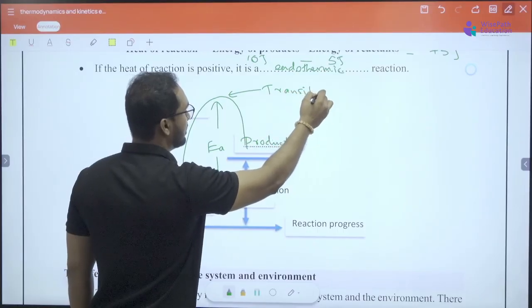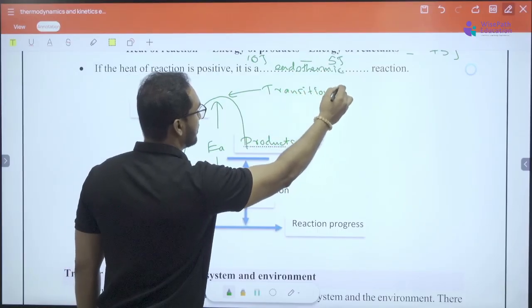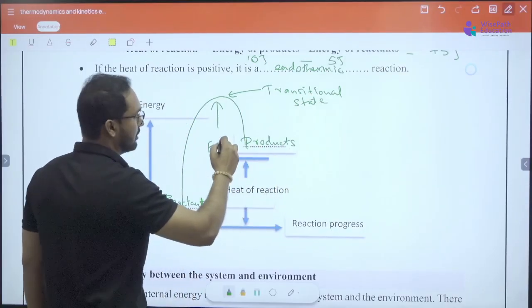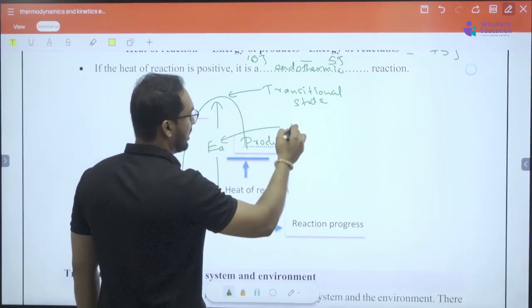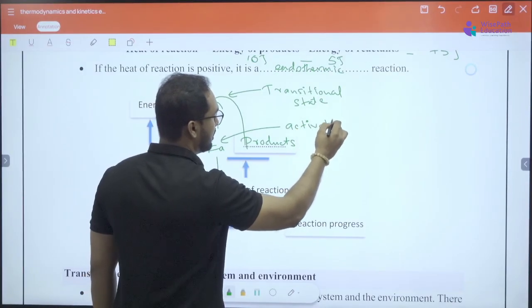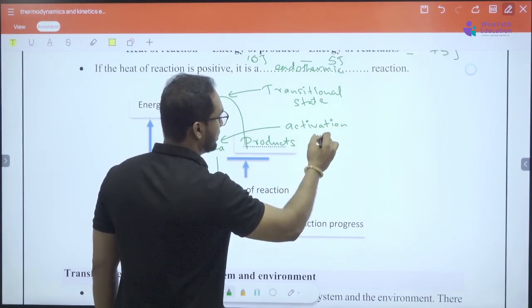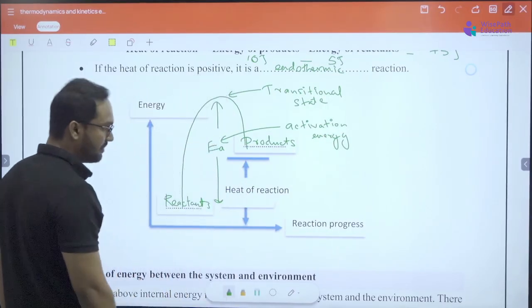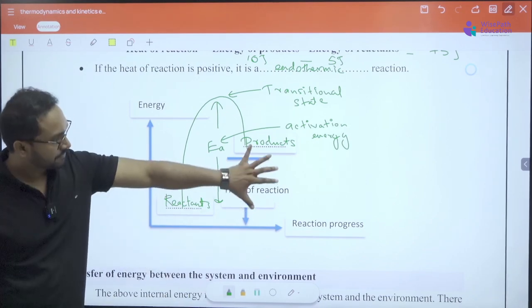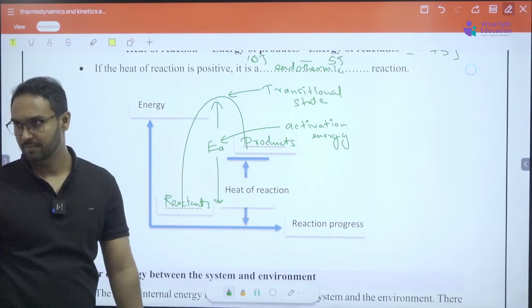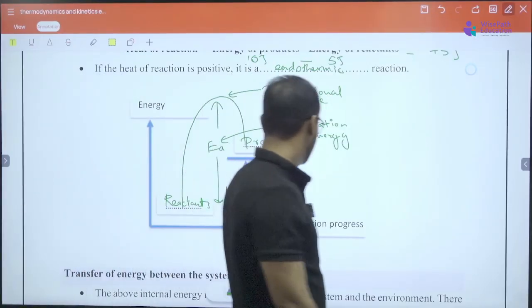Transitional state. And this is activation energy. Right, this is activation energy. And the heat of reaction is the energy gap between the products and the reactants. Energy gap between the products and the reactants.